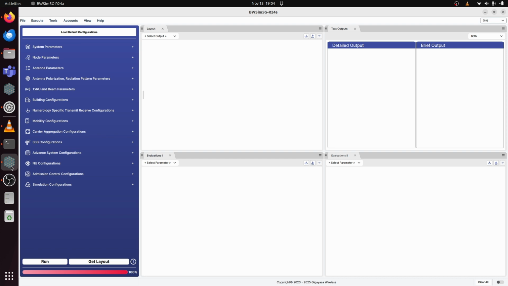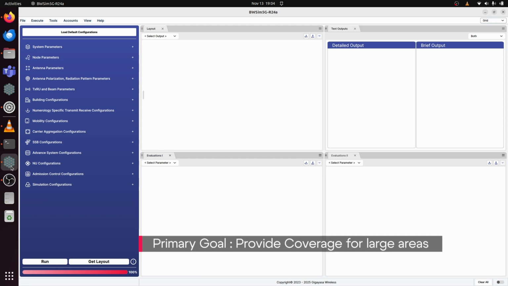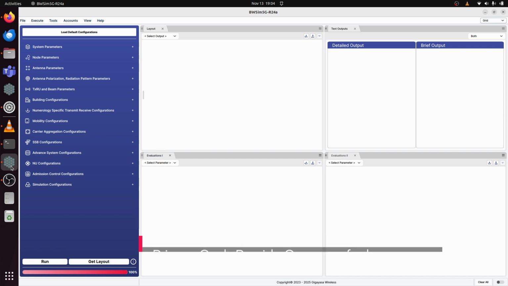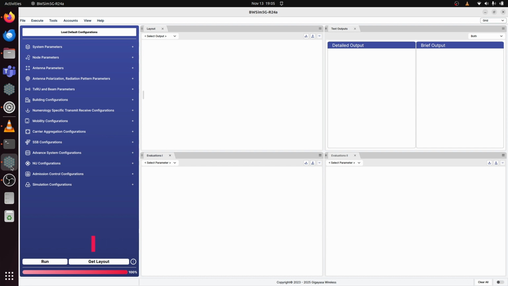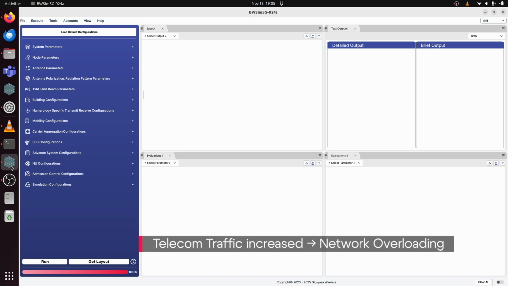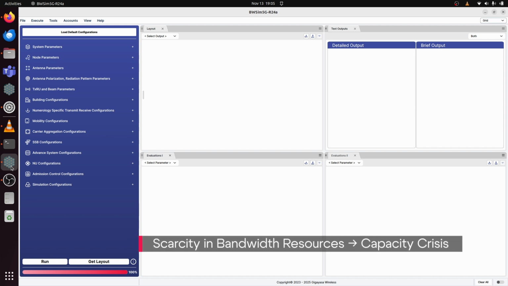Let us dial back to the early days of mobile network. The primary goal was to provide coverage to large areas using powerful transmit antenna arrays. Each base station has its own radio footprint, which was called a cell. These networks worked well initially, but as the telecom traffic began to increase, they faced a lot of challenges. The biggest challenge was network overloading. To further contribute to the problem was the scarcity in bandwidth resources. This resulted in a very severe capacity crisis.